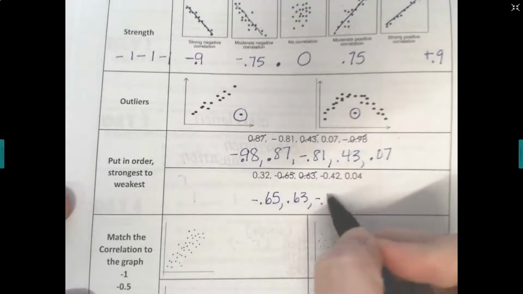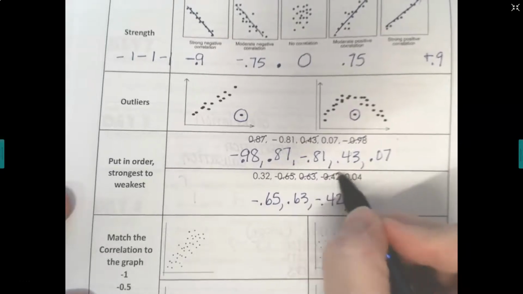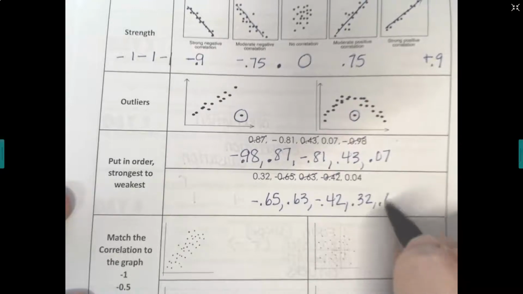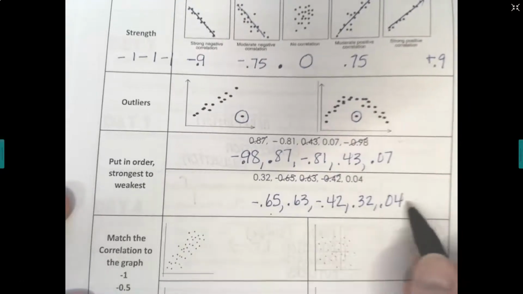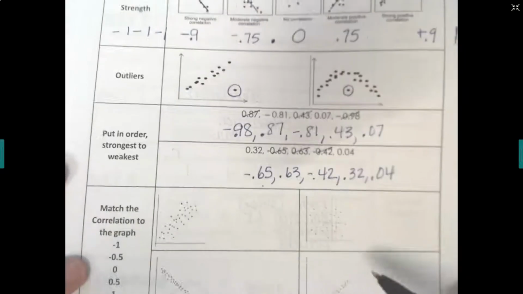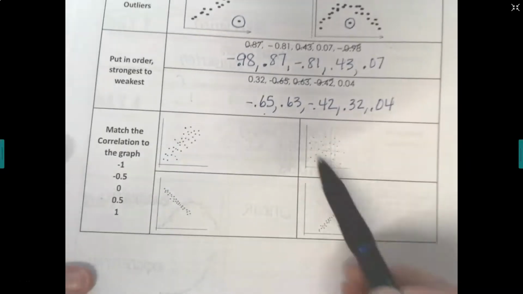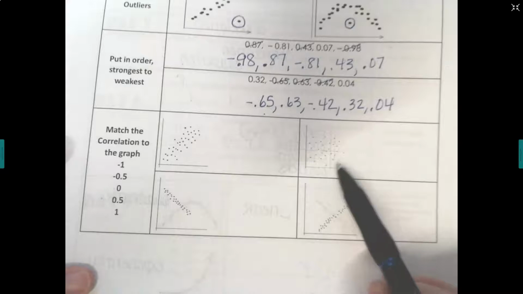Then we have negative 0.42, positive 3.2, and 0.04. Strongest to weakest. The closer to 0 you are, the weaker you are. So we're going to try that by looking at a scatter plot, not just the numbers. So we can see we got some that are really scattered out. That should be pretty close to 0.